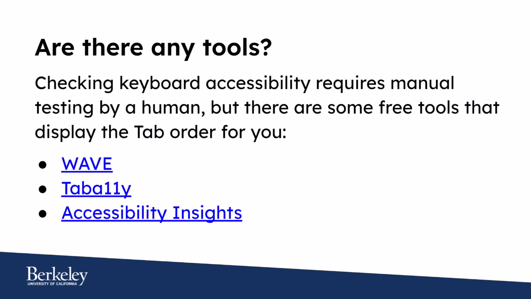You might be wondering if there are tools you can use. Although checking keyboard accessibility requires manual testing by a human, there are some free tools that display the tab order for you. Wave, Tab Ally, and Accessibility Insights.